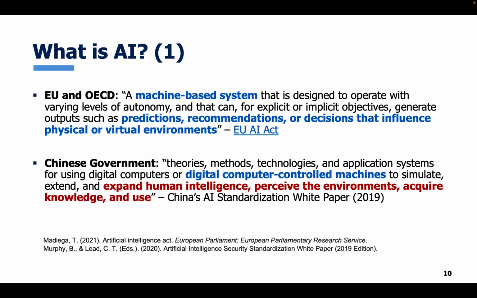And so they're going to define that as the theories, methods, and technologies, right, as well as these digital computers or digital controlled machines that are going to simulate or expand human intelligence, perceive the environment, acquire knowledge, and use. So you'll see that there's a little bit of a difference in the way that they think about that. And I guess my point here is that there's no universally accepted definition of artificial intelligence. It's all kind of in the same space.